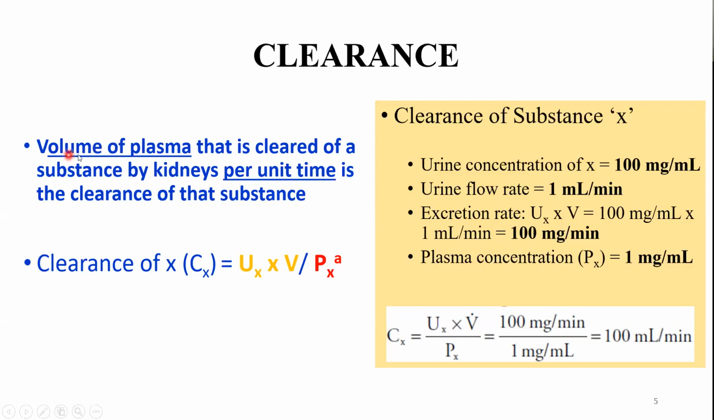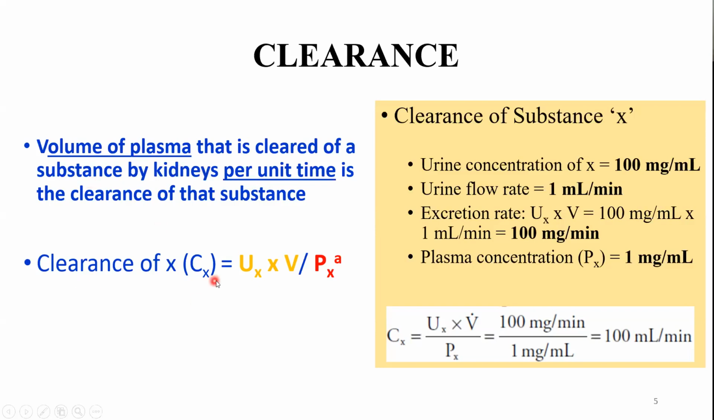So it's the amount of plasma that is being acted upon by the kidney per unit time to extract a substance, any substance, and make it part of the tubular fluid. Okay, this is very simply put, clearance. You clear the plasma, you liberate the substance from the plasma and make it part of the tubular fluid. This is the concept of clearance.